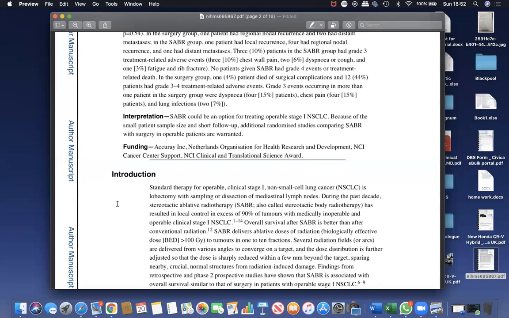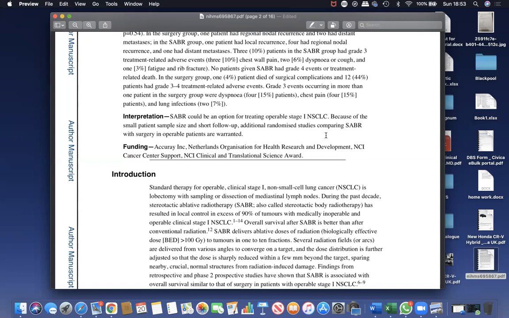Interpretation. SABR could be an option for treating operable stage 1 NSCLC because of the small patient sample size and short follow-up. Additional randomized studies comparing SABR with surgery in operable patients are warranted. What do you think? Sir, option, I don't think it's an option for operable.